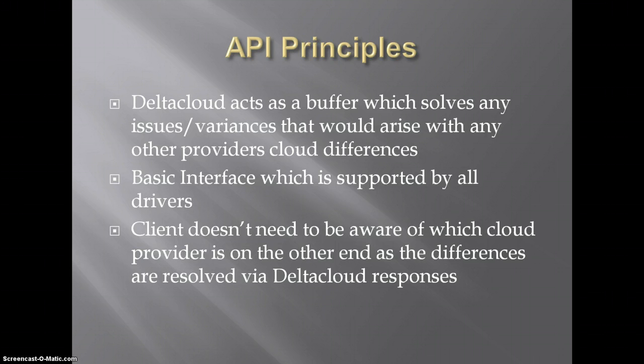API principles. Delta Cloud acts as a buffer which solves any issues and variances that would arise when using multiple providers for one cloud. Its basic interface supports all drivers, which correlates to all the variances or troubleshooting errors you would run into when using multiple providers. The client doesn't need to be aware of which cloud provider is on the other end, as on the front end everything is working fine.